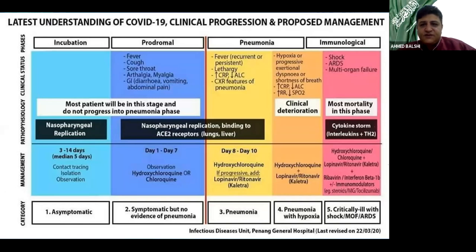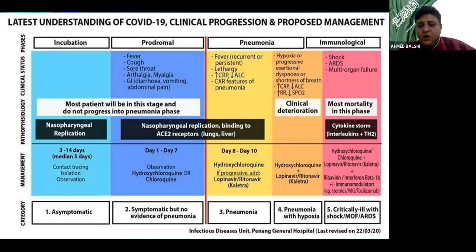There are different stages of the disease of COVID-19. First is incubation. The patient will be asymptomatic, with no need for treatments. Then prodromal, which is symptomatic but with no evidence of pneumonia. Then pneumonia with or without hypoxia. The last stage is critically ill patients with shock, multi-organ failure, and ARDS-like disease.